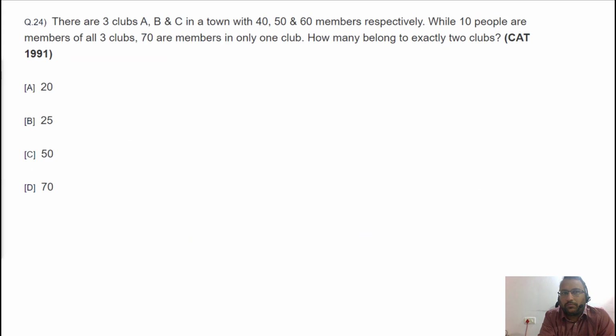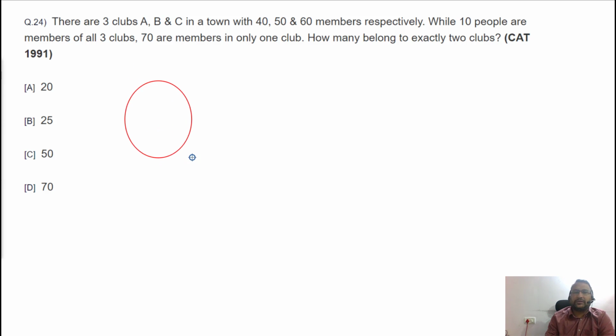After this, question number 24, the question is from CAT 1991 again. There are 3 clubs A, B and C in a town with 40, 50, 60 members respectively. 10 people are the members of all 3 clubs, 70 are the members in only 1 club. How many belong to exactly 2 clubs? Let's have a look at it.